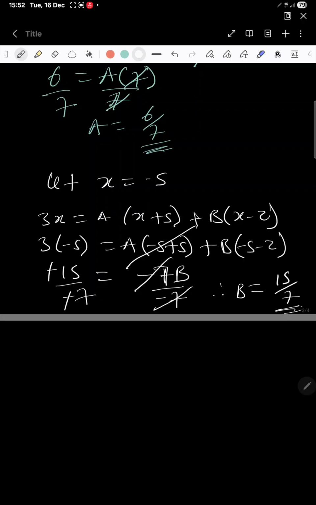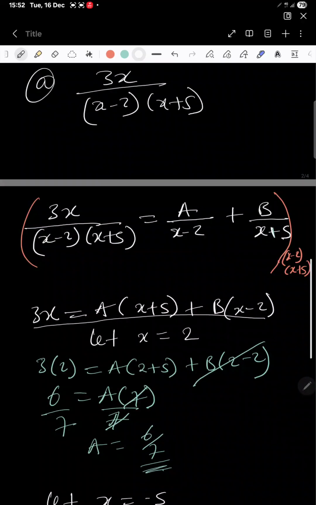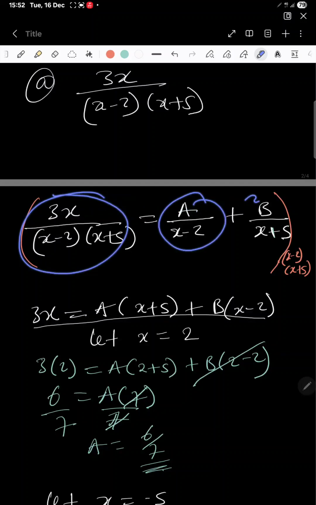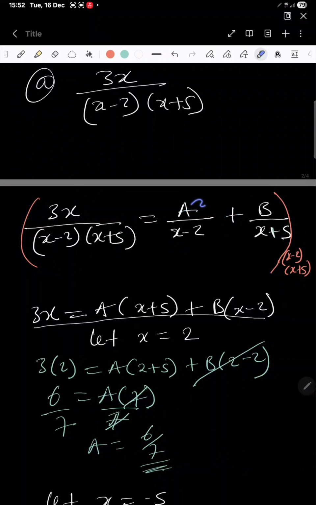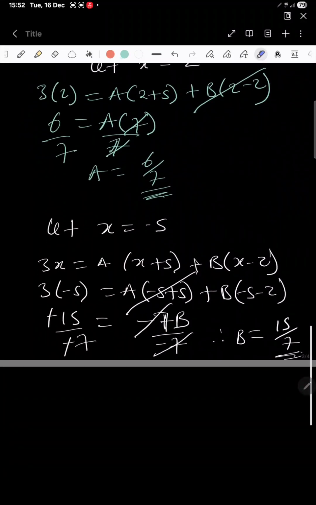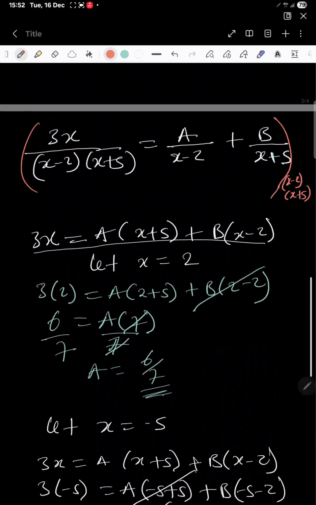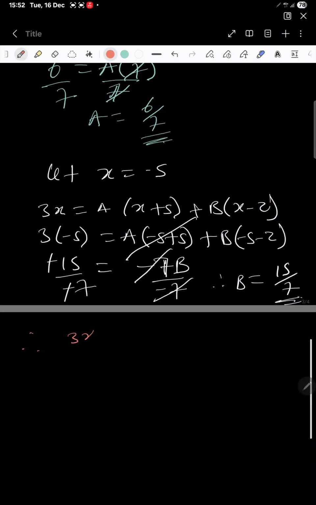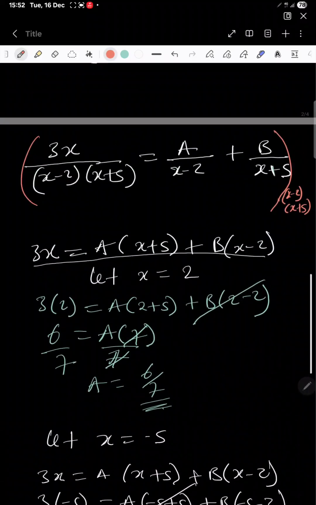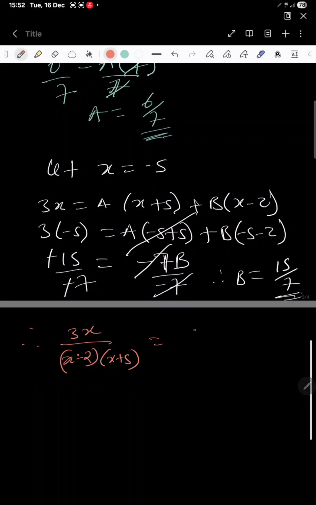Now, after you get the values of a and b, remember we said that when you decompose this into partial fractions, you get this and that. So what you just need to do is come back and replace what you found for a and what you found for b. So you say, therefore, decomposing 3x, the question was 3x over (x minus 2)(x plus 5), is equal to, remember we had a over x minus 2 plus b over x plus 5.